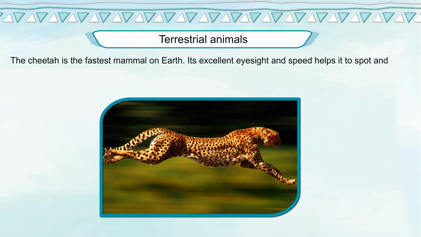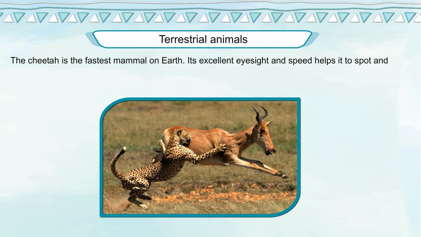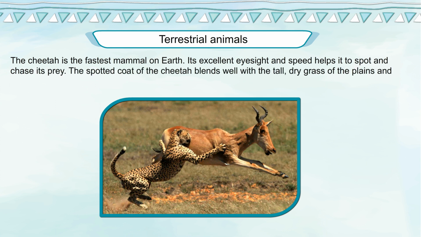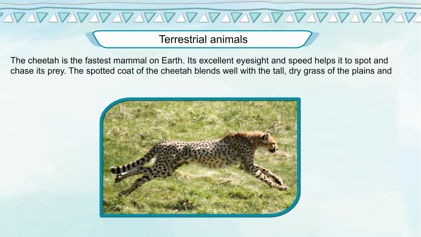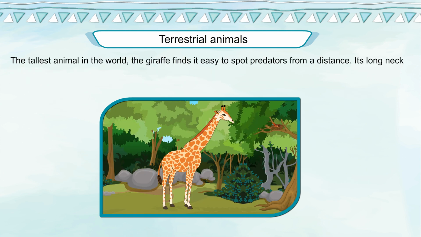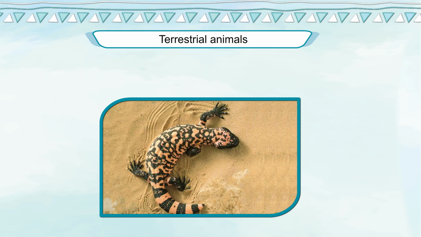The cheetah is the fastest mammal on earth. Its excellent eyesight and speed helps it to spot and chase its prey. The spotted coat of the cheetah blends well with the tall, dry grass of the plains and helps it to stay hidden from both prey and predators. The tallest animal in the world, the giraffe, finds it easy to spot predators from a distance. Its long neck helps it to reach the branches and leaves of tall trees.